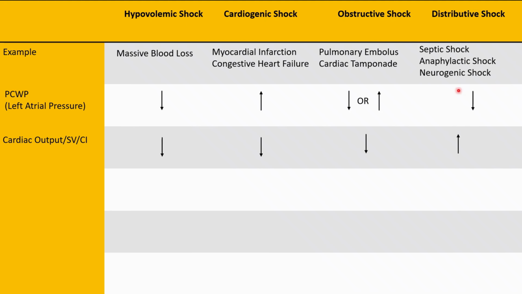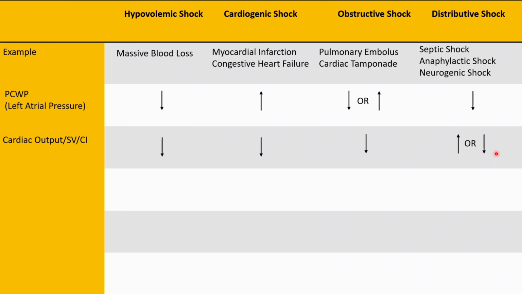But then what happens in case of neurogenic shock? In neurogenic shock, you don't have a sympathetic nervous system. If you don't have a sympathetic nervous system, you can't increase your heart rate. You can't increase your contractility. There's nothing to push the heart to pump harder and faster. So in case of neurogenic shock, cardiac output will fall.